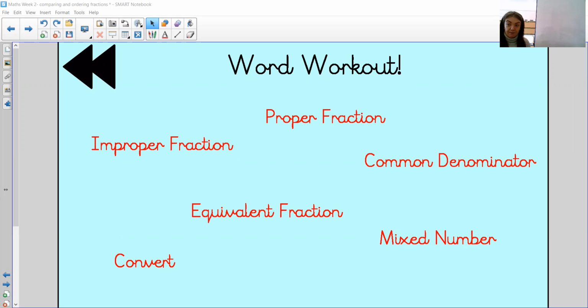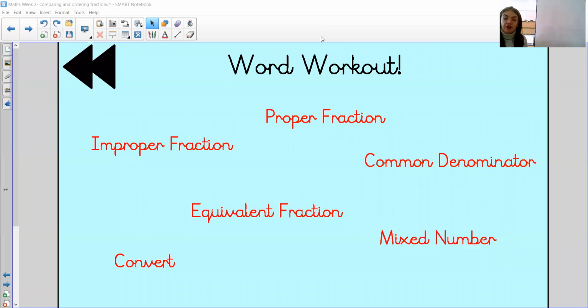So we've got proper fraction. We've got an improper fraction. Now, we've not necessarily used proper fraction, but if you can tell me what an improper fraction is, you will be able to guess what a proper fraction is. So improper fraction, proper fraction, a common denominator, a mixed number, an equivalent fraction, and just simply the word convert. So I want you to pause and write these words into your books and write what they mean. If you could give me an example, that would be even better. And then come on back once you've had a go at those.